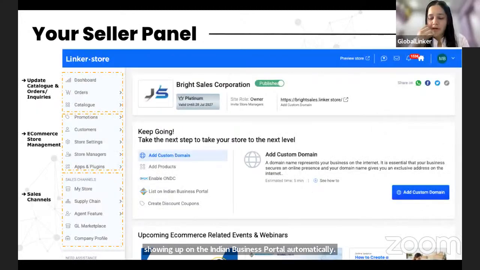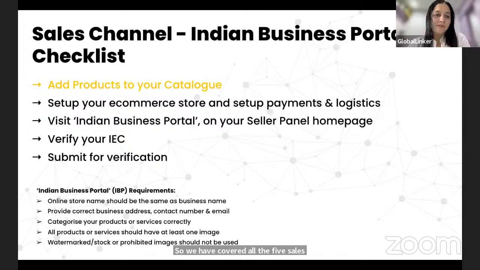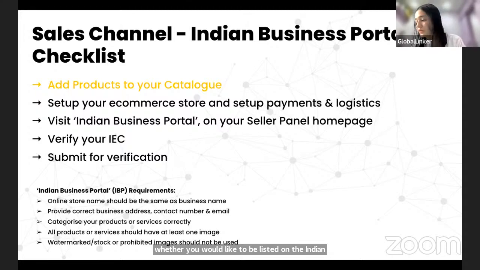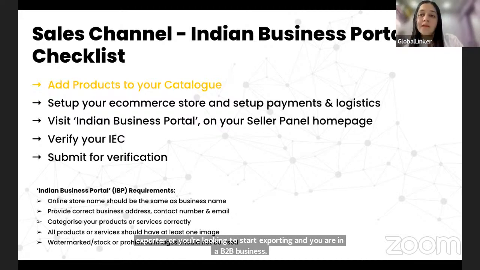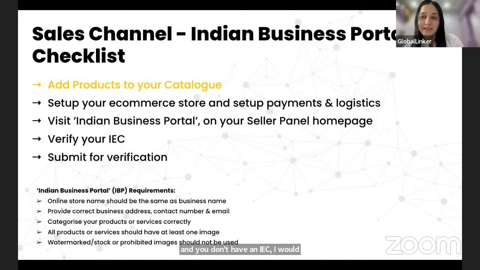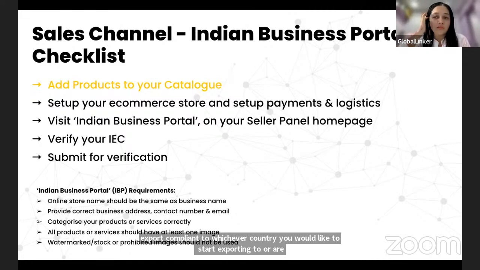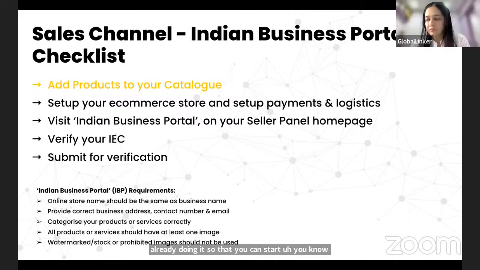So we have covered all the 5 sales channels right now. And you can also mention a tick, yes or no, whether you would like to be listed on the Indian Business Portal as well. However, if you are an exporter or you're looking to start exporting and you are in the B2B business, and you don't have an IEC, I would encourage you to apply for one and get it soon. You just need to apply at the DGFT office, and I'm sure that you would already be aware of that. And you also need to be export compliant to whichever country you would like to start exporting to, or are already doing it, so that you are able to act on your sales or leads quickly.